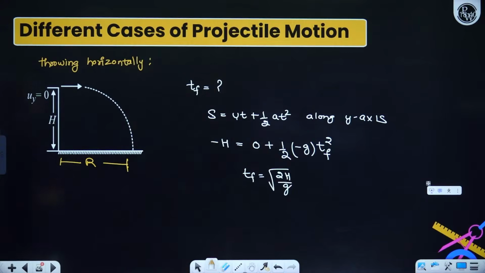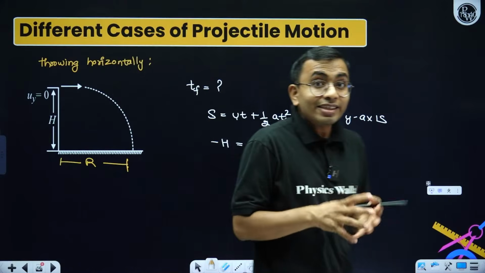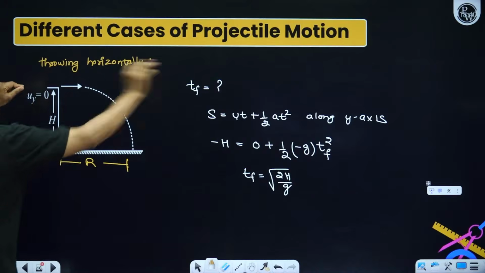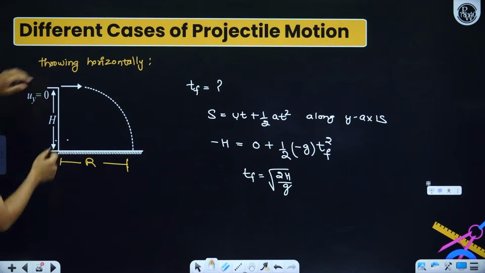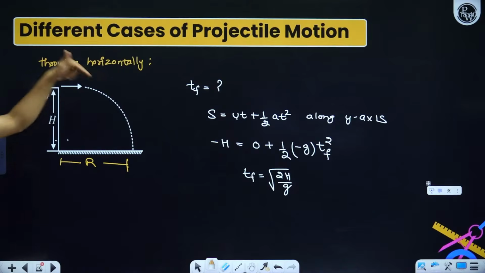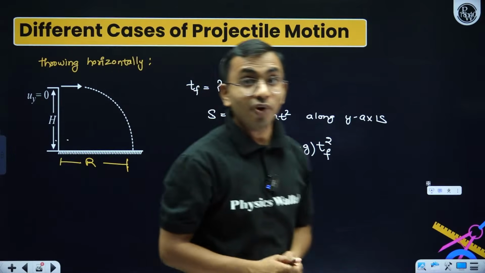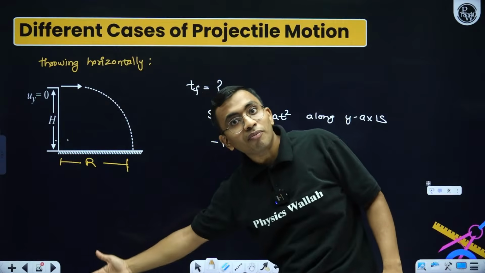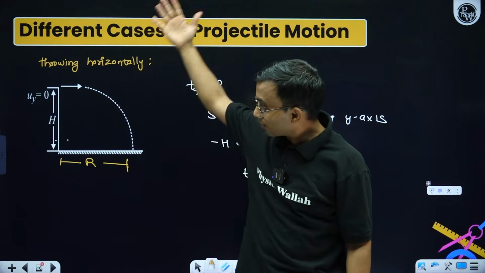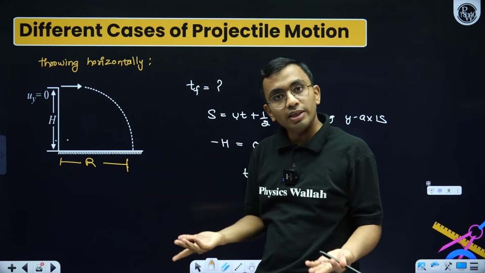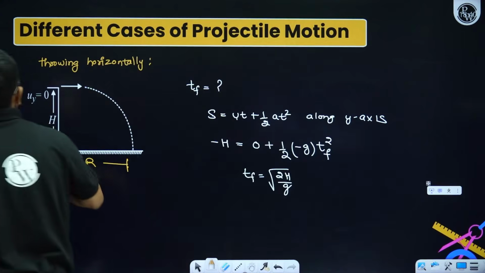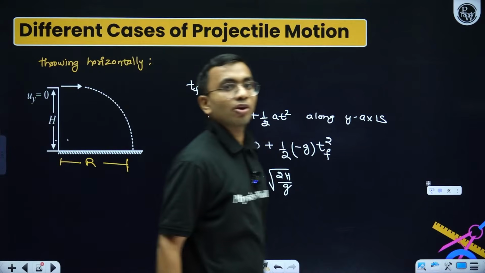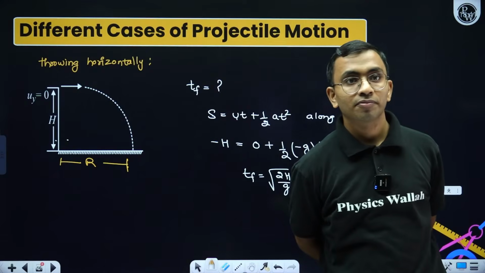Now, the interesting thing here is it takes the same time whether you throw a particle horizontally or you just drop a particle like this. They will reach the ground in same time. Why same time? Because motion along y-axis is same. If the initial velocity along y-axis is 0, they will reach the ground in same time. You are just giving velocity horizontally. It will not change your motion along y-axis. Motion along y-axis will remain the same.